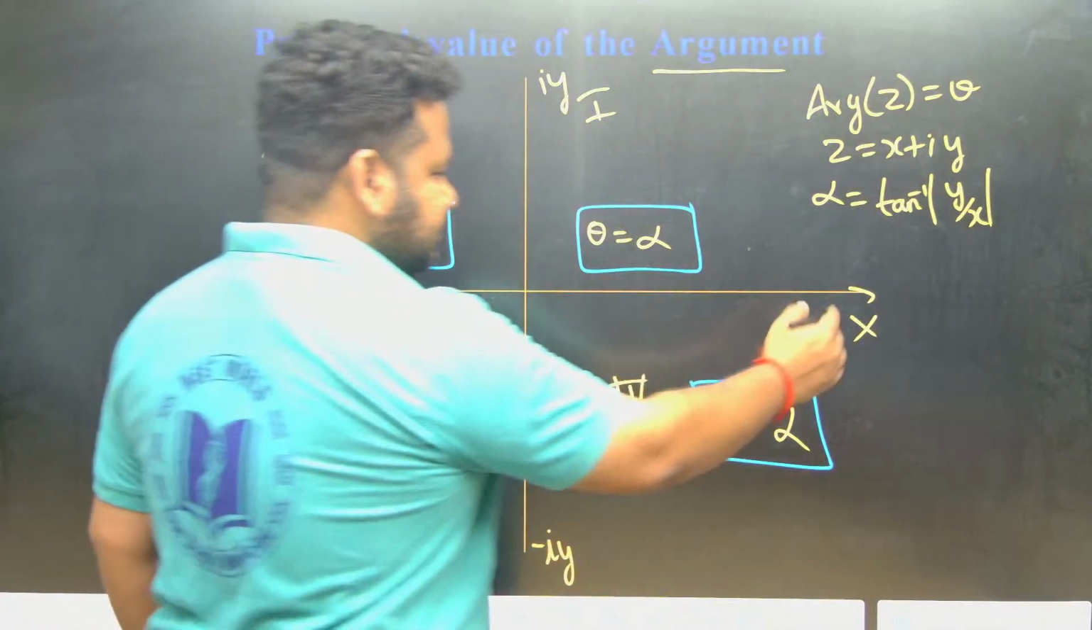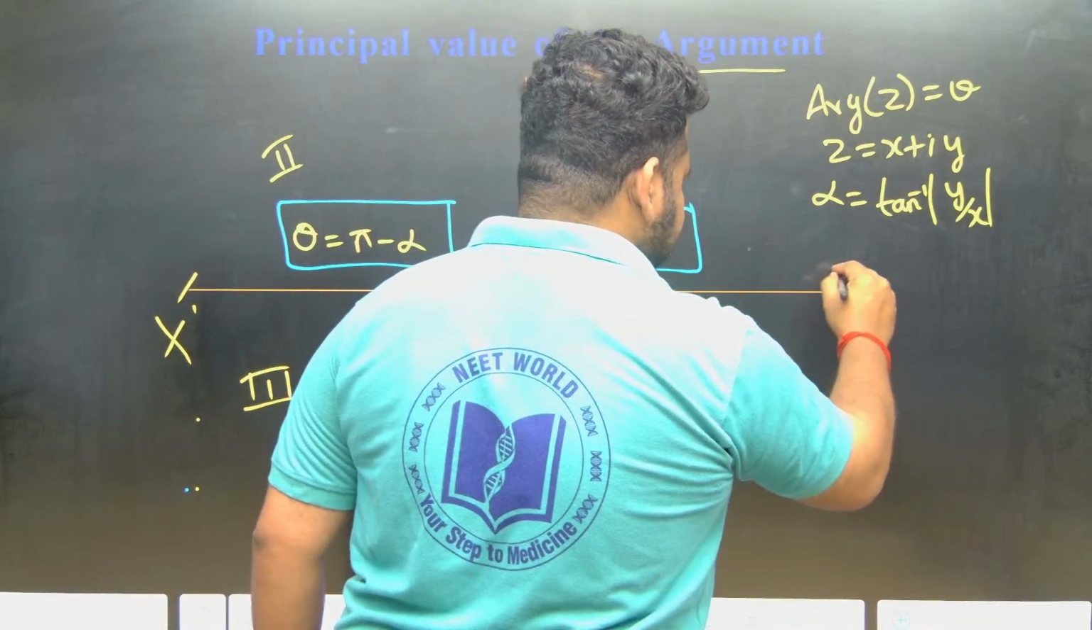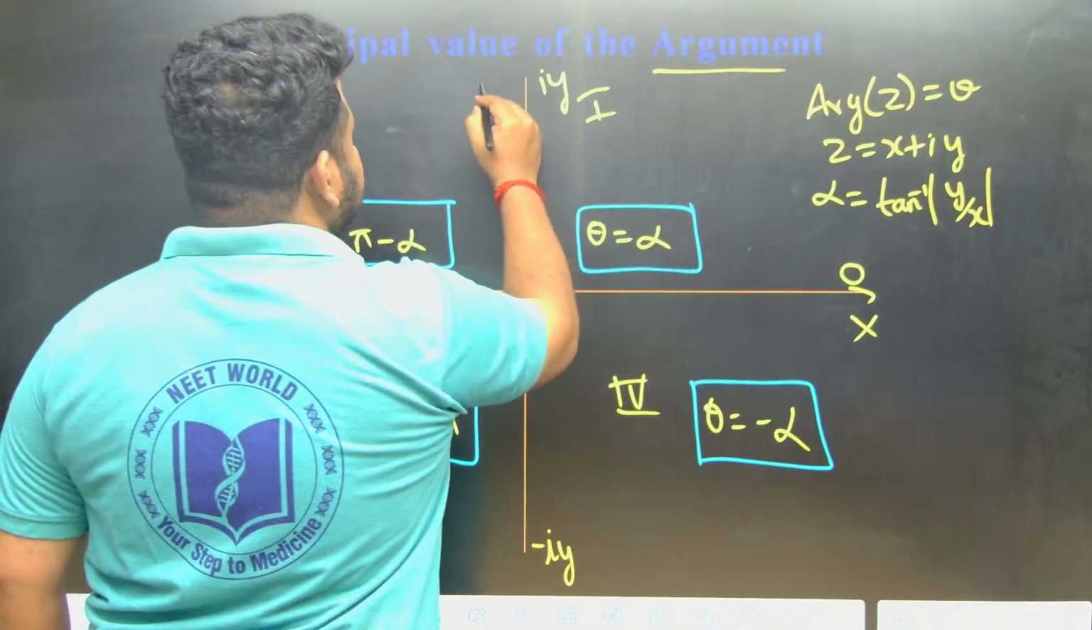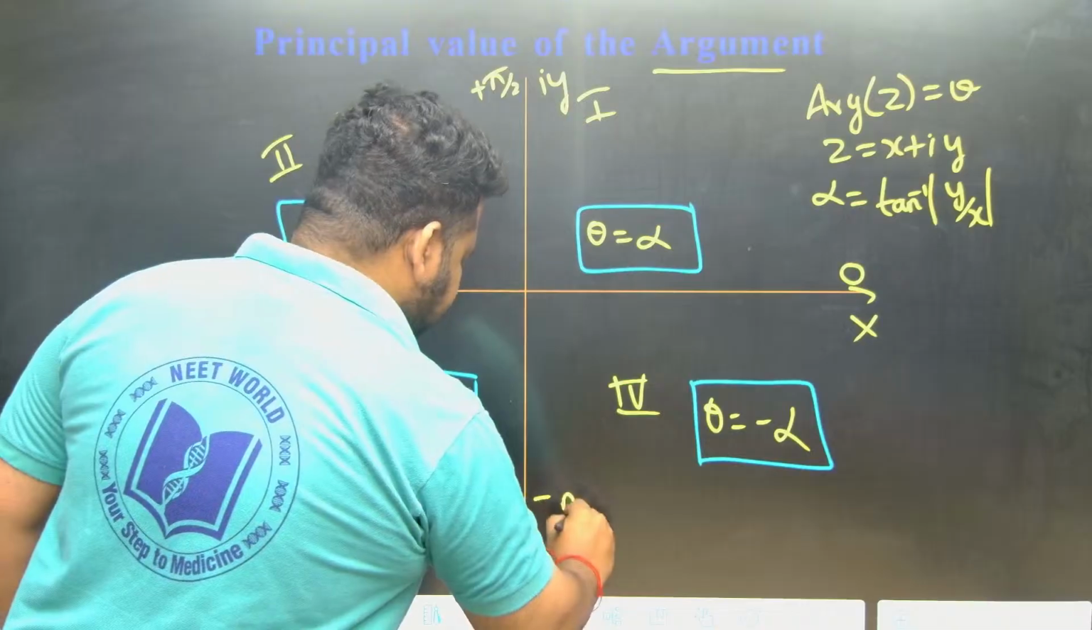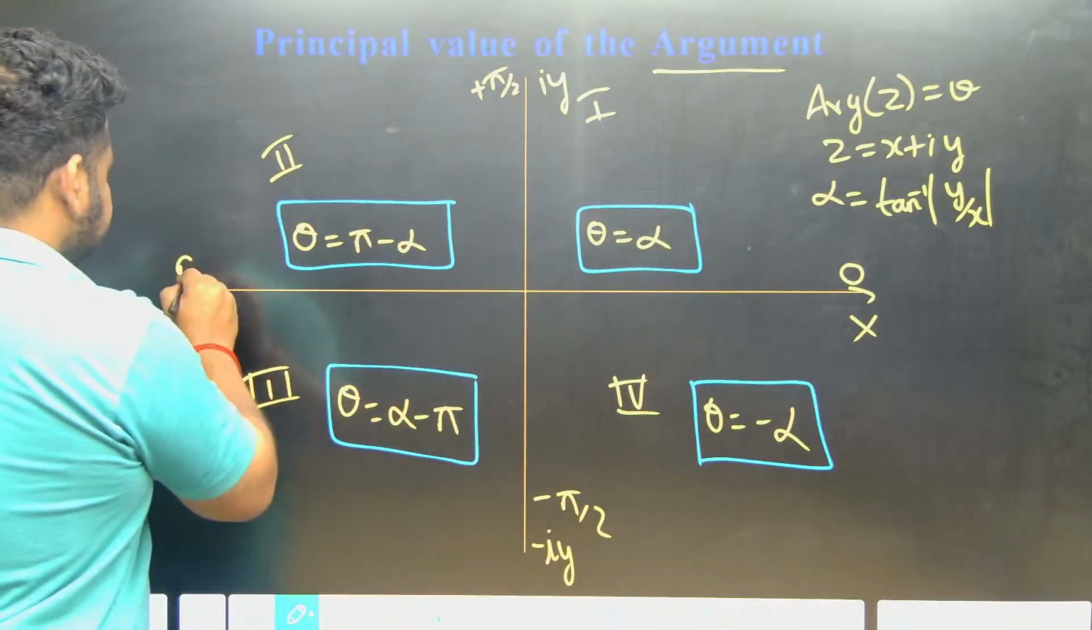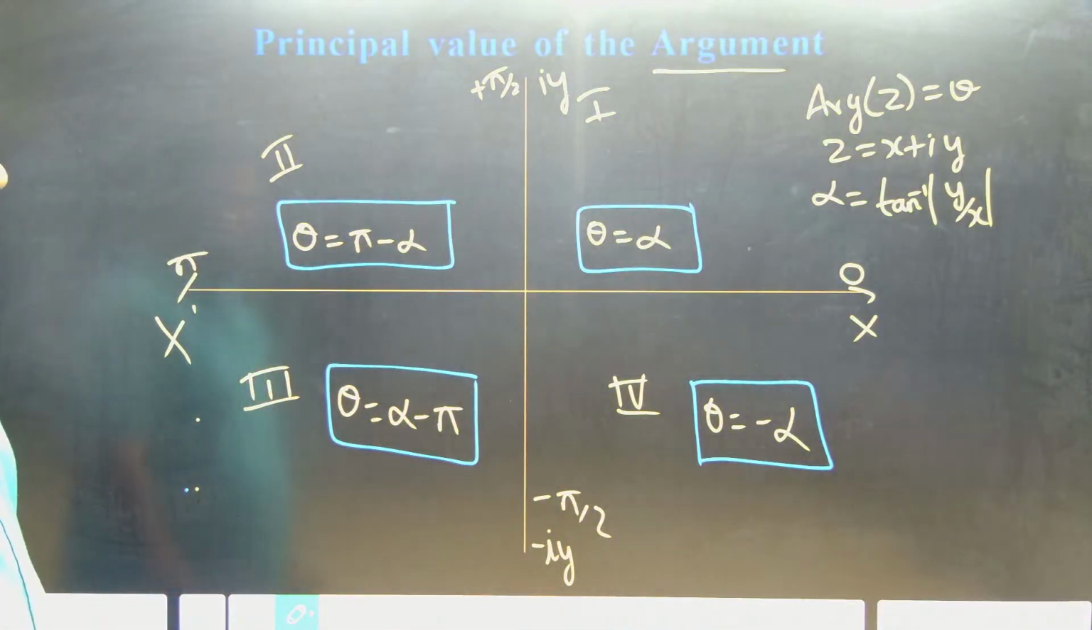And this x axis here, this will be 0 degree, this will be plus pi by 2, and this will be minus pi by 2, we take it, and this value will be pi. Okay, this is what we got.